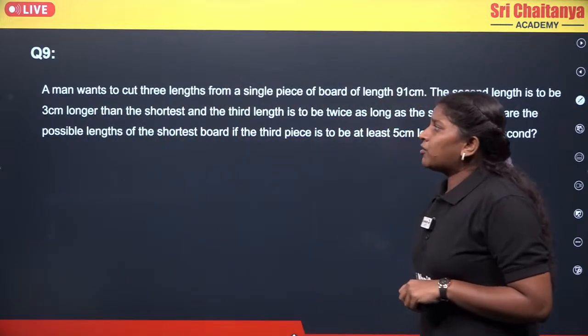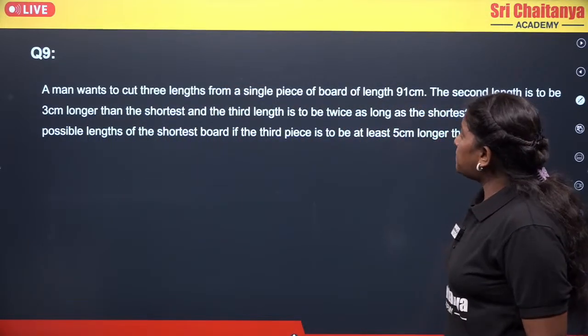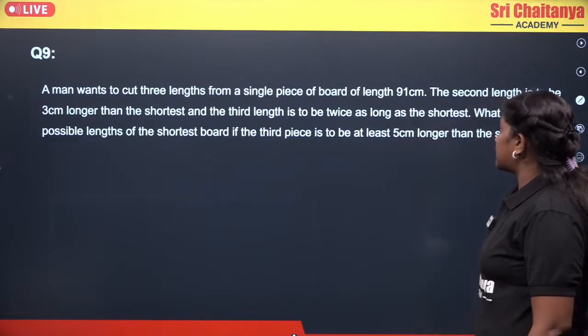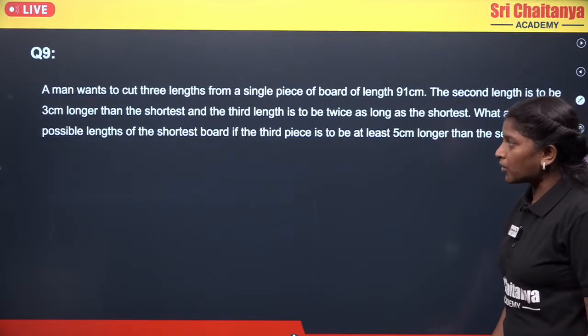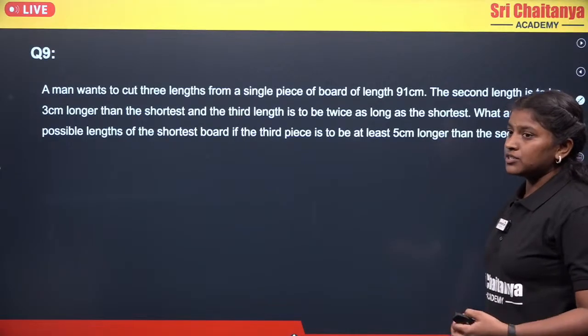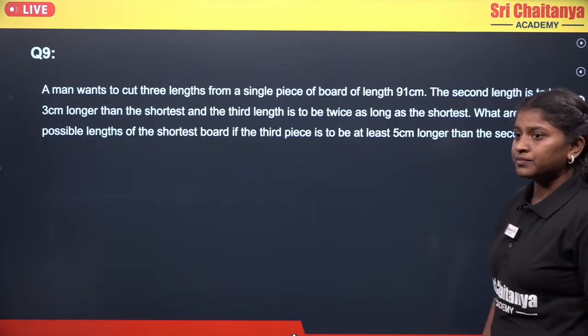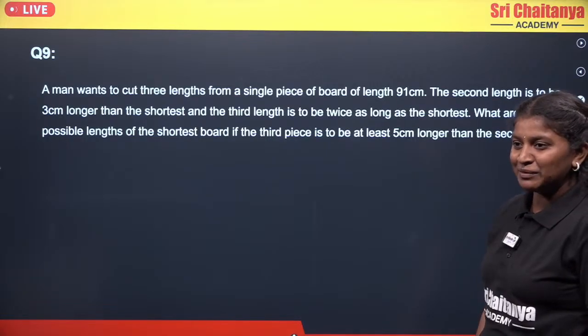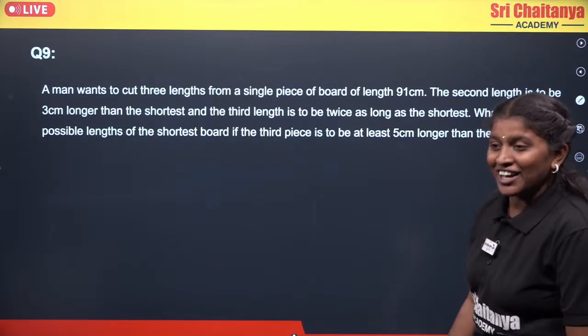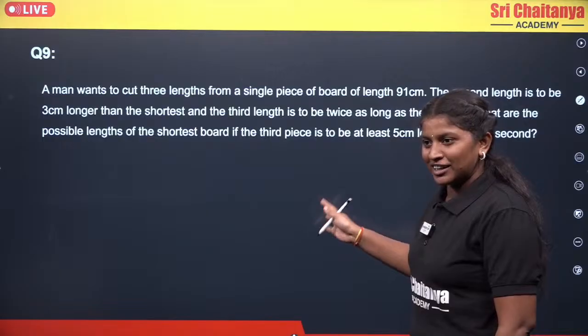Now moving to the next. A man wants to cut 3 lengths from a single piece of board of length 91 centimeters. The second length is to be 3 centimeters longer than the shortest, and the third length is to be twice the shortest. Okay, Padma, I think I did it a bit earlier than you. Now you can solve this question and tell.